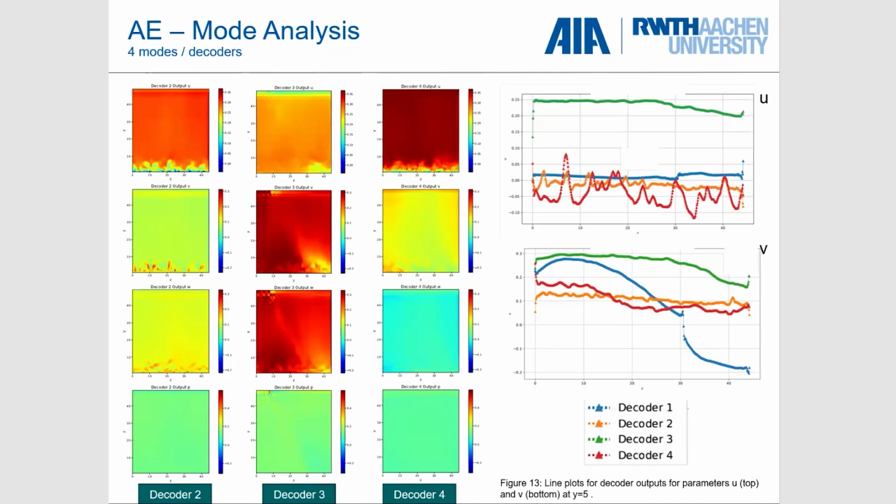And again, when we look at the line plot, we can see that decoder 2 and decoder 4, those are the orange and red line plots, are capturing high frequency small scale structures with highly fluctuating effects, whereas decoder 1 and decoder 3 are capturing more large scale events, and the shock is visible here at the bottom. When we look at the blue line for the V channel, there is a discontinuity at almost z equals 30.